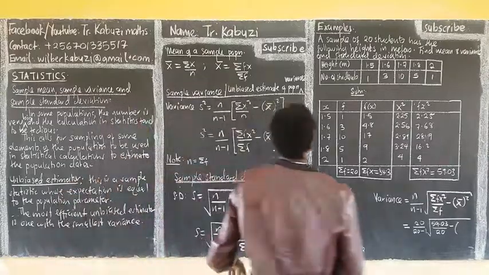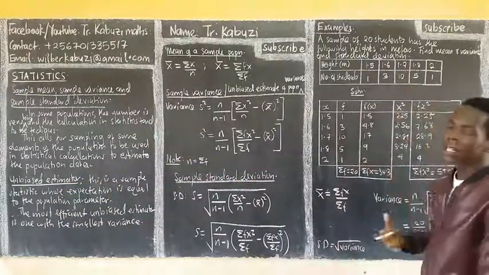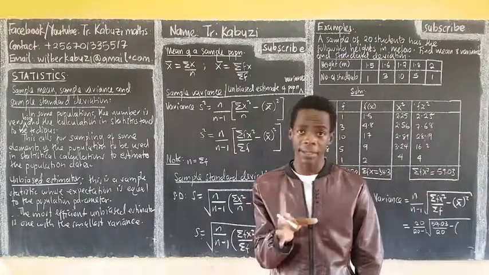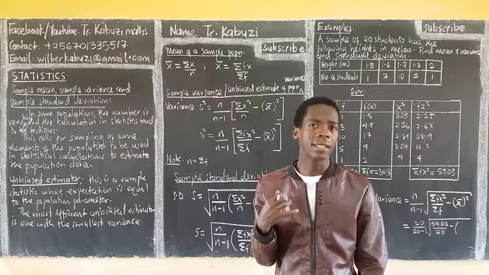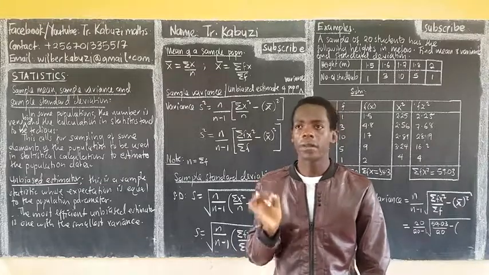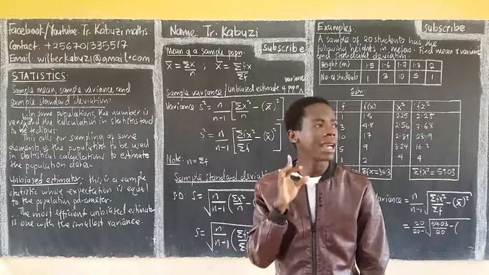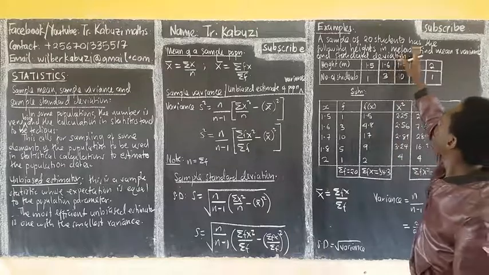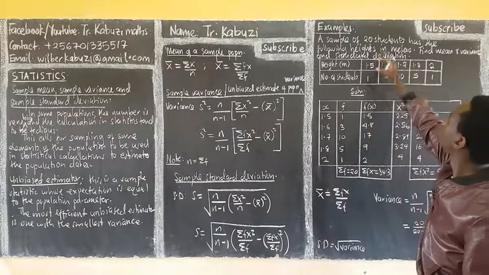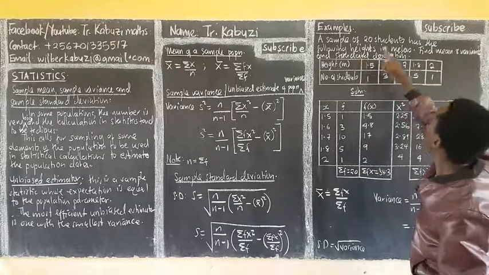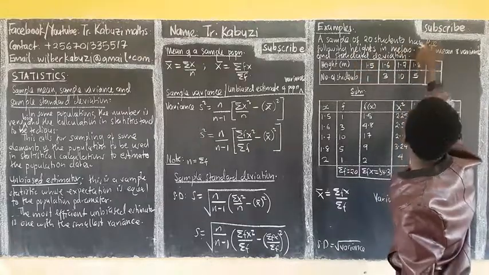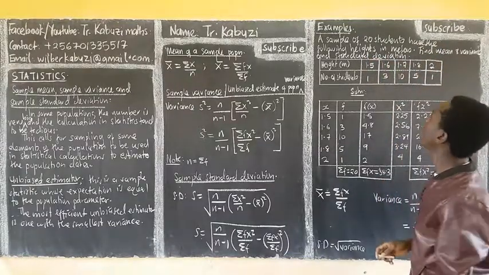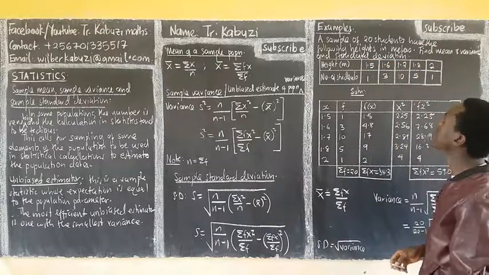Let us go through this question. A sample of 20 students, maybe they are in a class of 100 and they sample out 20. When they tell you to get the variance of that, you must not forget to use n over n minus 1. That's the only difference. So, 20 students have the following heights in meters. Find the mean, variance and standard deviation for the data.